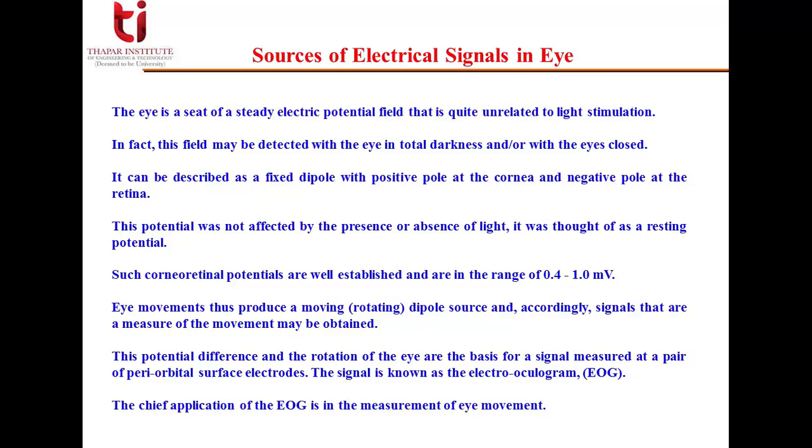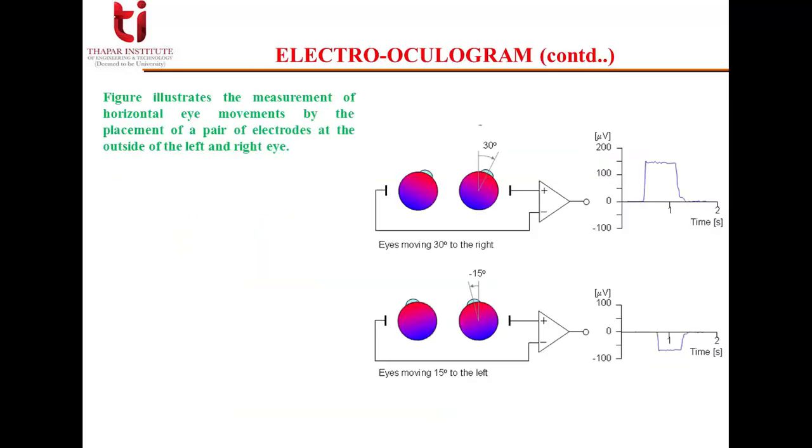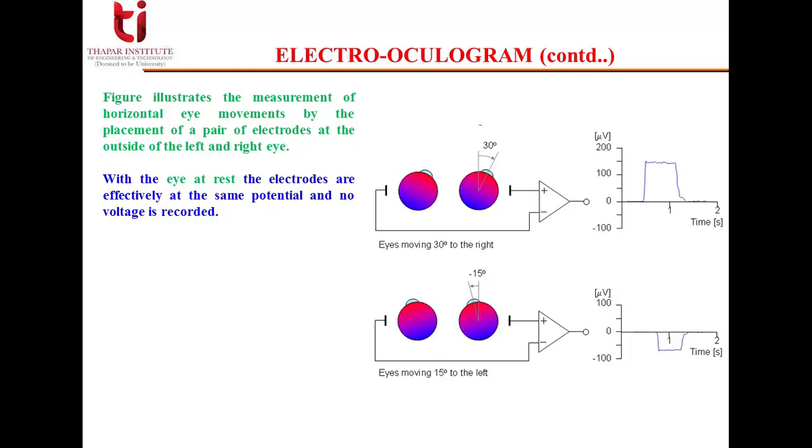The chief application of this signal is in the measurement of eye movement. Let's discuss something more about this. This figure illustrates the measurement of horizontal eye movement by the placement of a pair of electrodes at the outside of the left and the right eye. With the eye at rest, the electrodes are effectively at the same potential and no voltage is recorded.